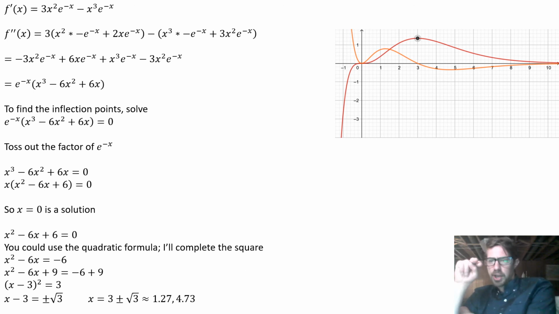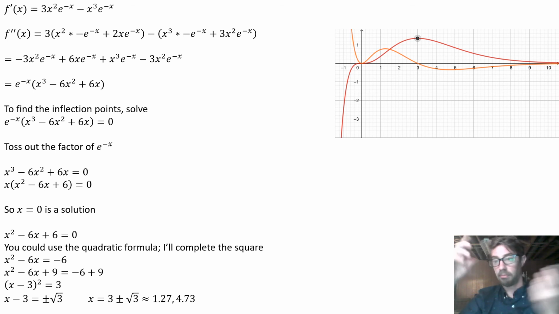So those are those subtle inflection points that we couldn't tell exactly where they were. 3 plus or minus the square root of 3 is about 1.27 and 4.73. So we did the math, and that's something you couldn't have used your calculator for. It certainly wouldn't tell you inflection points, and it would just give you decimals if it could. So when I say exact values, I need to see something with a square root in it to know that you did the algebra.